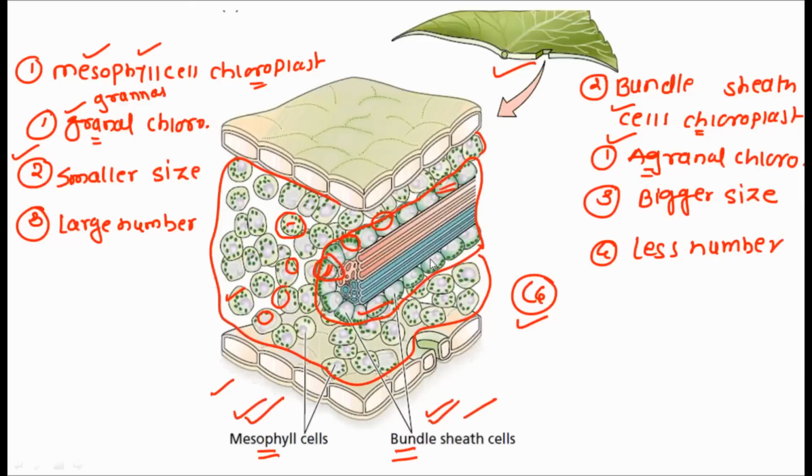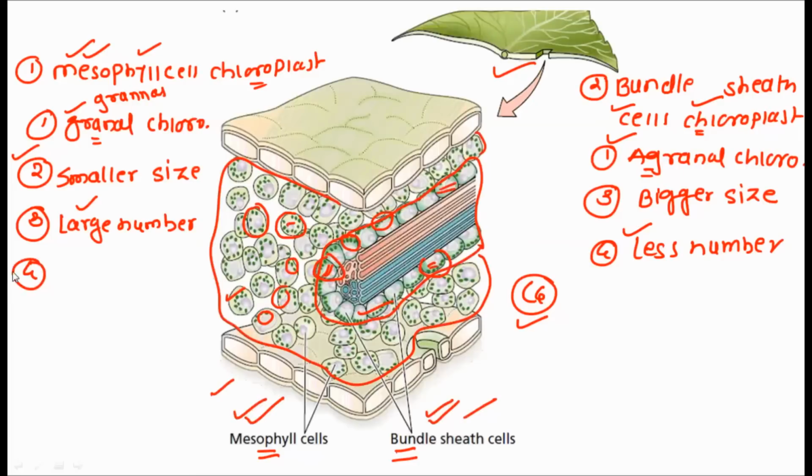You can observe this in a diagram as well. Here in a bundle sheath cell, you will find 4 to 5 chloroplasts, while in a mesophyll cell, you will find 10 to 16 chloroplasts. So the number of chloroplasts is very high in mesophyll cells, while the number of chloroplasts is very low in bundle sheath cells.